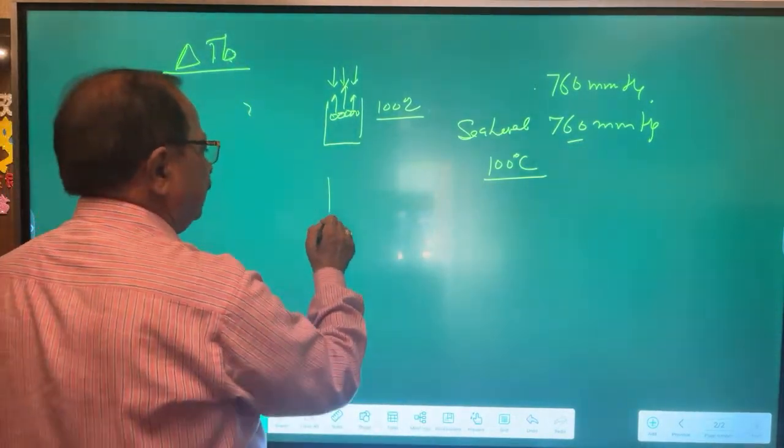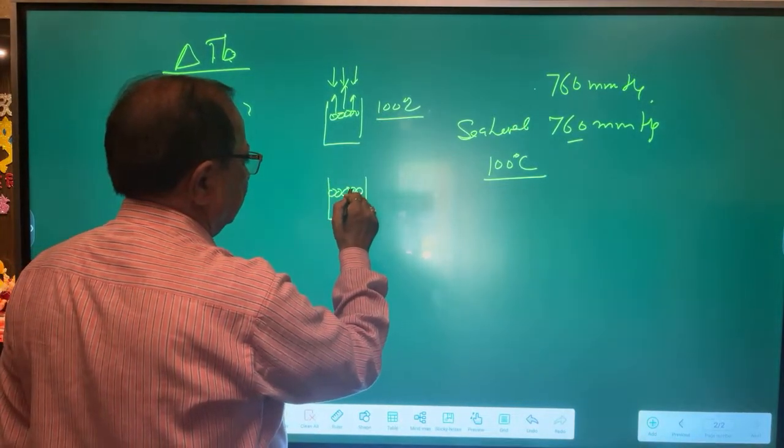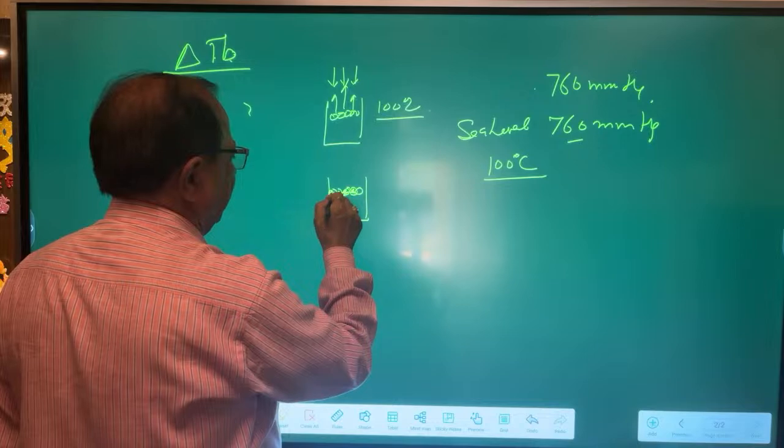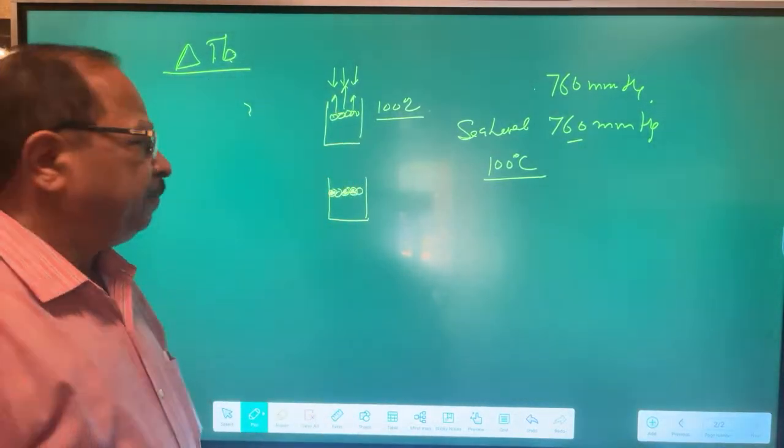Now, if it is a solution which is containing some non-volatile solute, then the vapor pressure of the solution will be much lesser than the vapor pressure of the pure solvent.